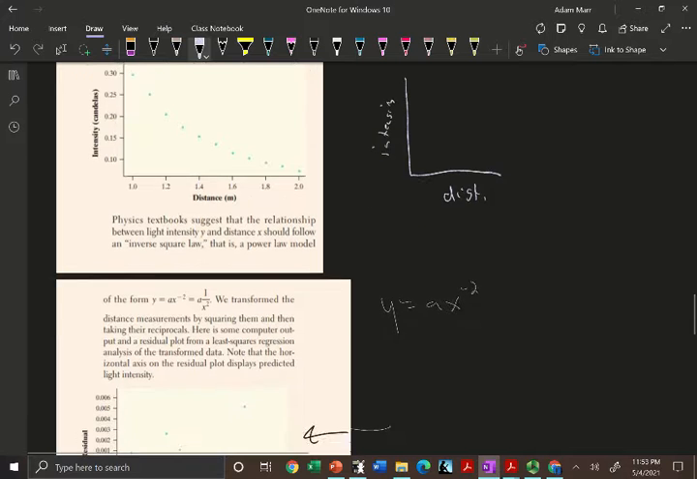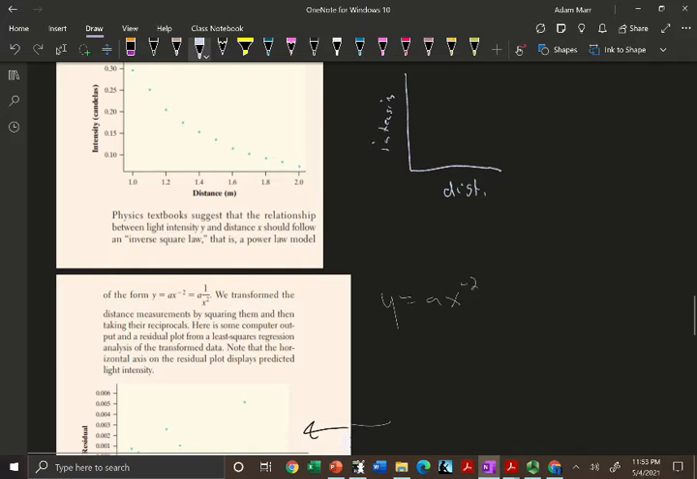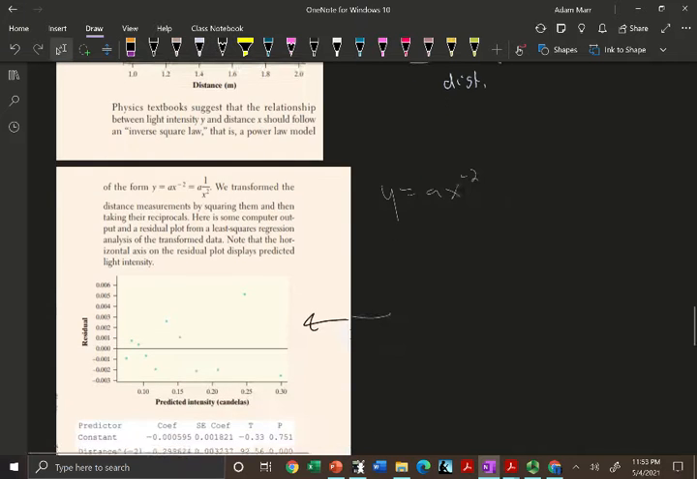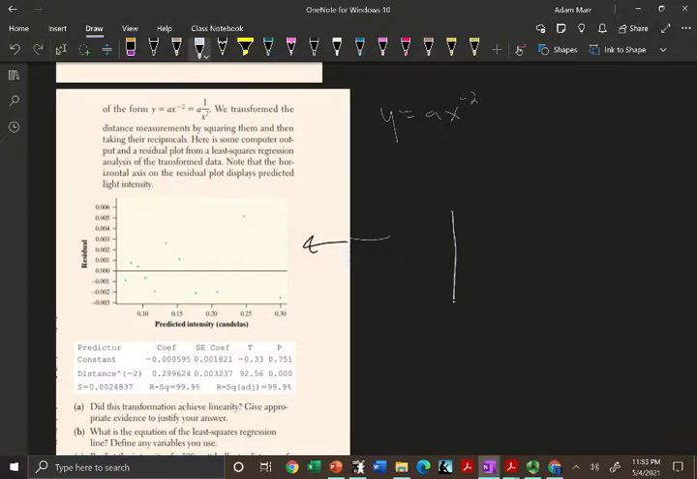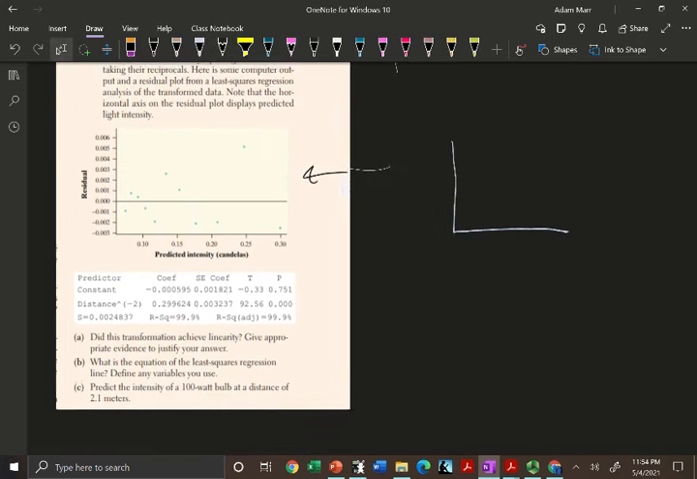So x is distance and y is intensity. Now in this particular case though, be careful. When we do this, this new little thing right here is actually going to be x to the negative second. Okay. So what's the equation of the least square regression line? Define any variables that you use. All right, so it tells us right here actually distance to the negative second. So we're going to say right here for part B.